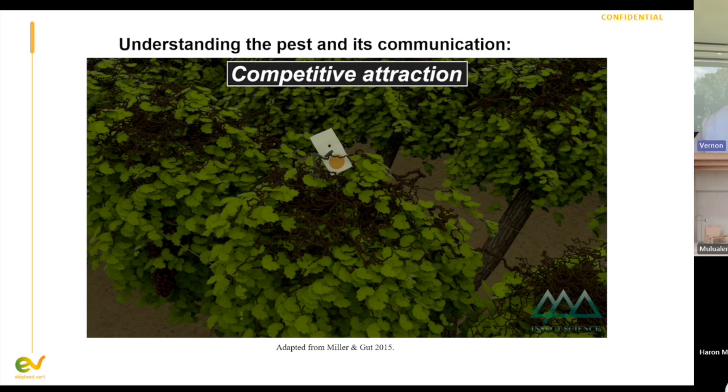Therefore, you need to have more dispensers than females in the system to have adequate control. An example would be if you have 1,000 dispensers and only 10 females, the chances are very good that the male will find a dispenser rather than the female, causing high mating disruption. But if you only have 10 dispensers and you've got 10,000 females in your system, the chance is much better that a male will find a female rather than a dispenser, leading to very poor mating disruption.